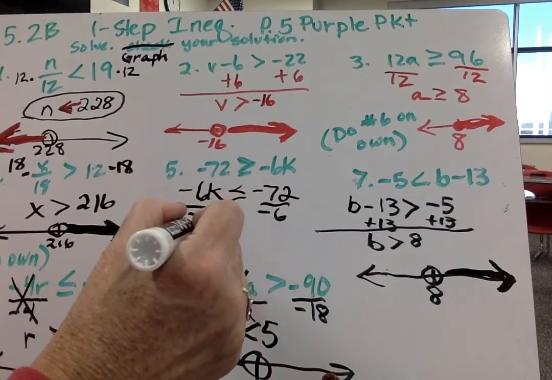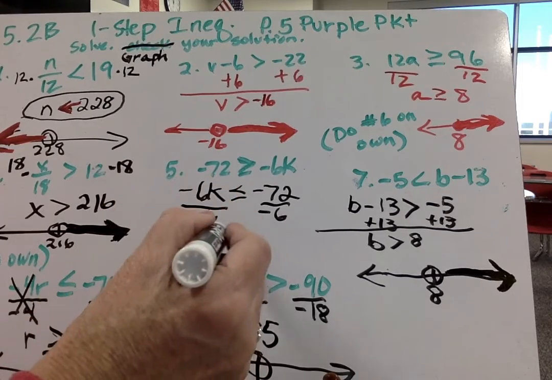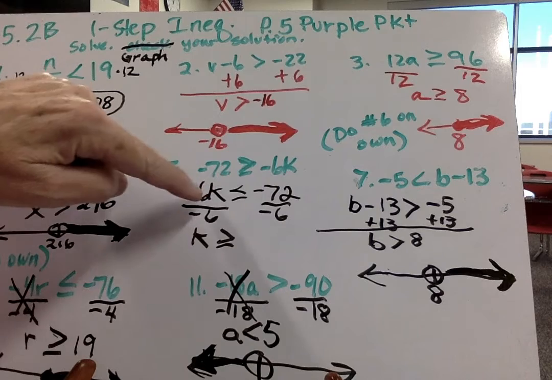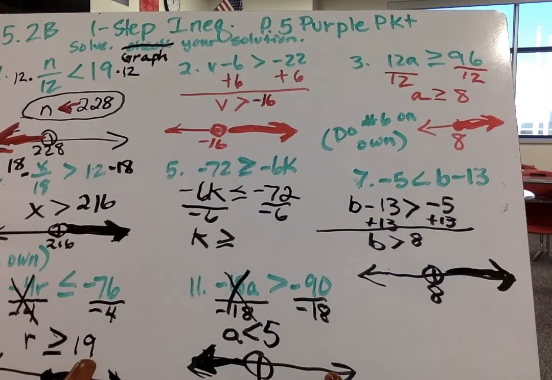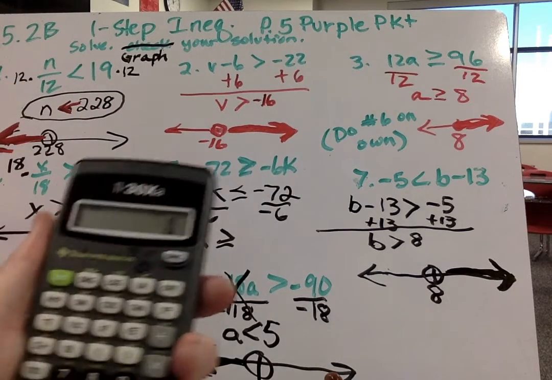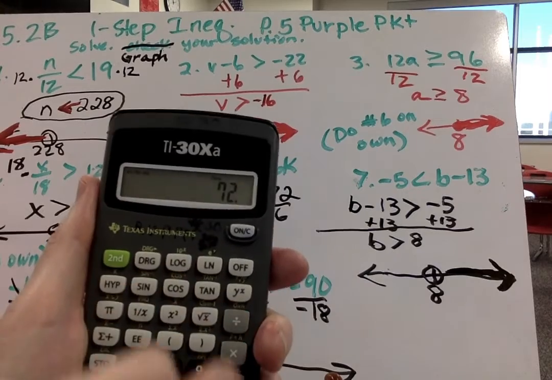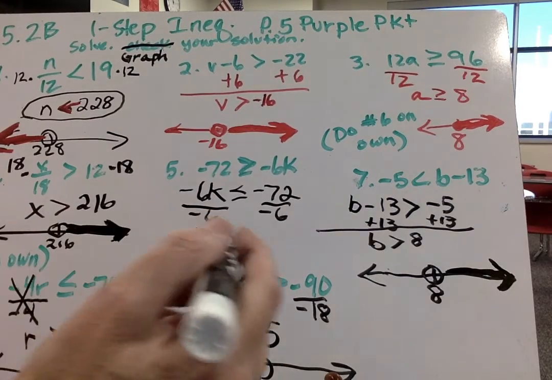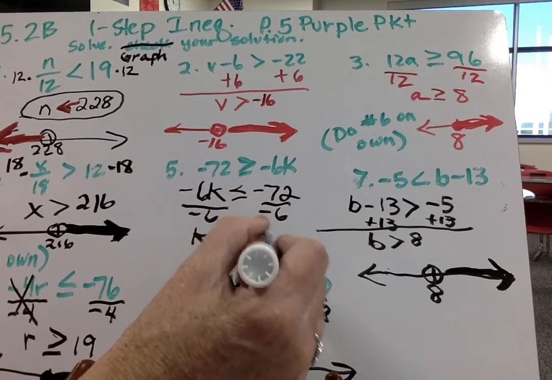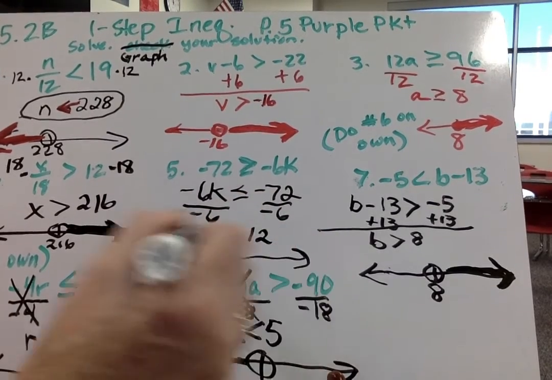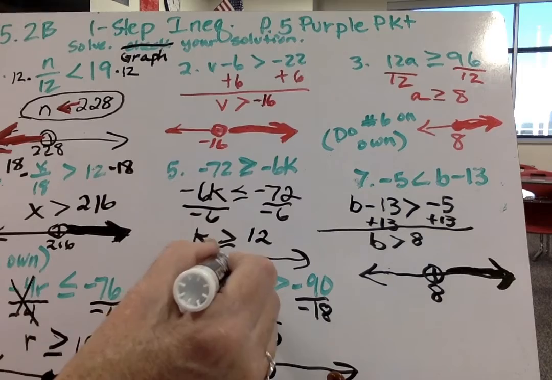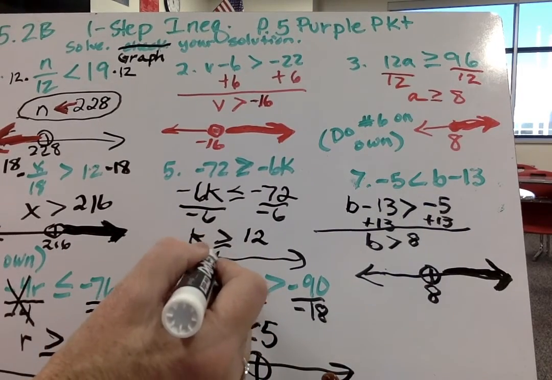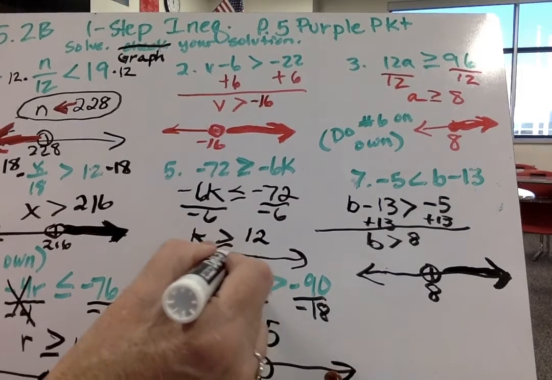So we have to do the inverse operation, which is division. Now, when you divide by a negative, you must switch the sign. See how we flipped it to move it over? And we also flipped it when we divided by a negative. So 72 divided by 6, 12. So k is greater than or equal to 12. So again, I get my number line, 12, open or close dot, shaded to the right.